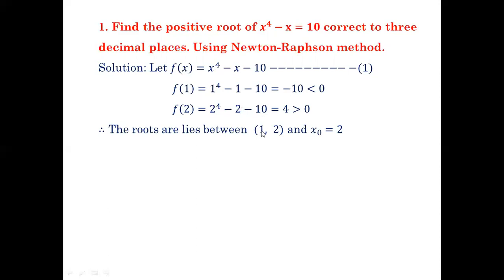We already said that we take consecutive values of positive and negative, and that gives the root. Therefore the root lies between 1 and 2, the positive root. Here x naught is equal to 2. Now I can differentiate equation number 1 with respect to x. Then x power 4 becomes 4 into x cube, minus x becomes minus 1, and minus 10 is a constant, the derivative of a constant is 0.